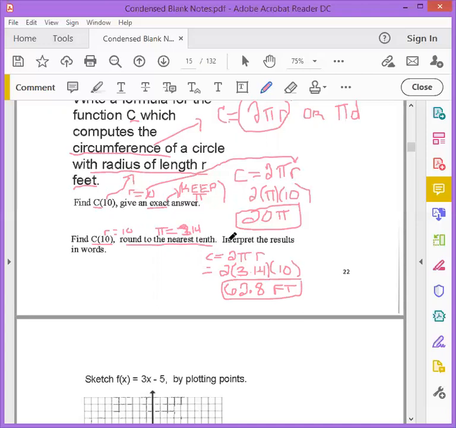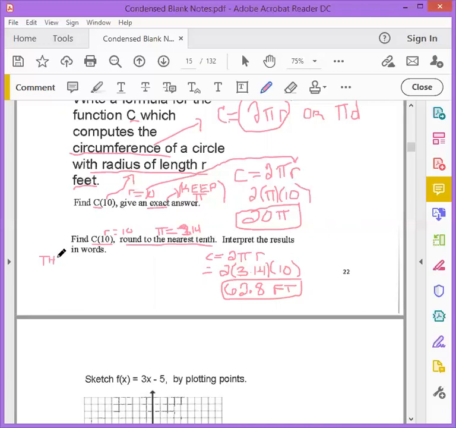Now the rest of the question says interpret the results in words. What does the 62.8 feet mean? It means that for a radius of 10 for some circle, the circumference of that circle when the radius is 10 is going to be 62.8 feet.